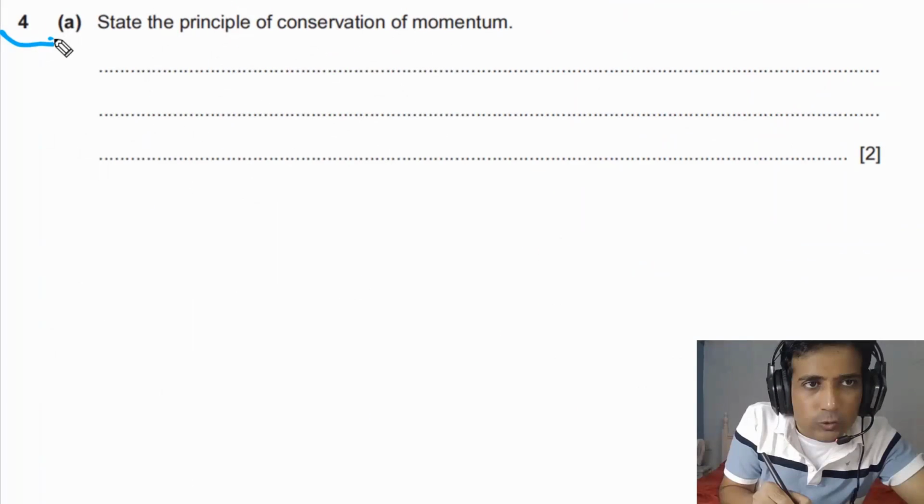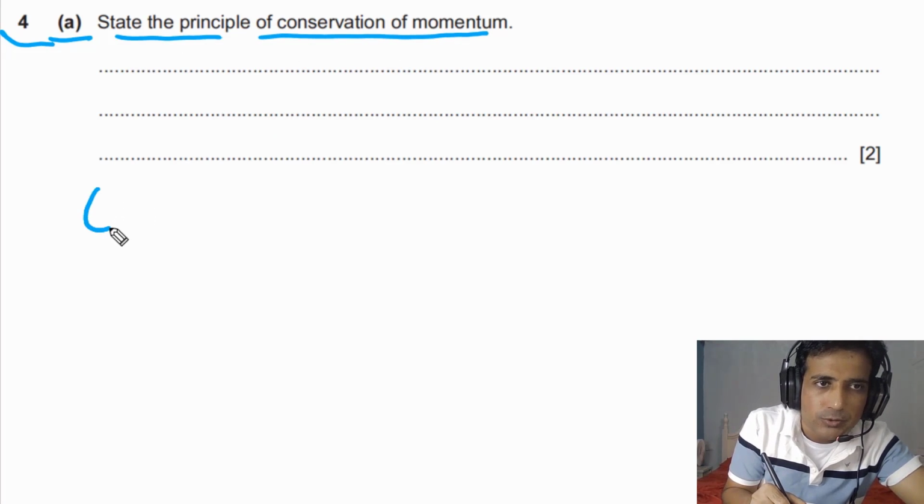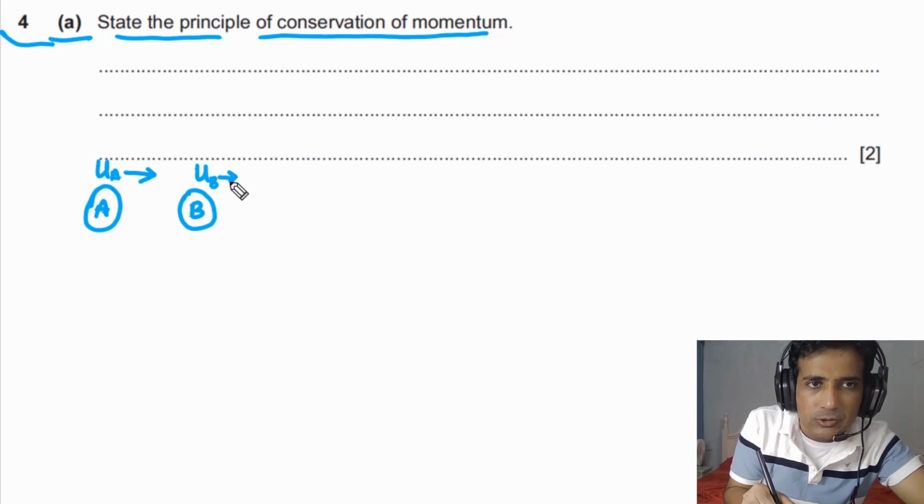For question number 4, part a, we need to state the principle of conservation of momentum. In order to understand the principle of conservation of momentum, imagine that we have two balls, ball A and ball B. Let's say the speed of ball A is uA and it is moving to the right, and the speed of ball B is uB and it is also moving to the right.